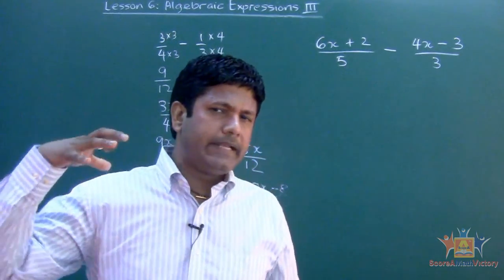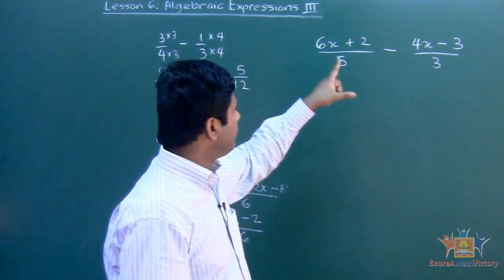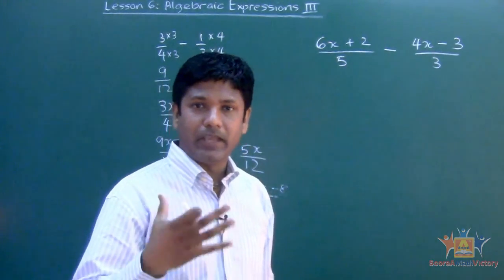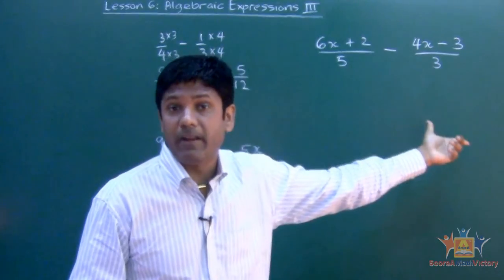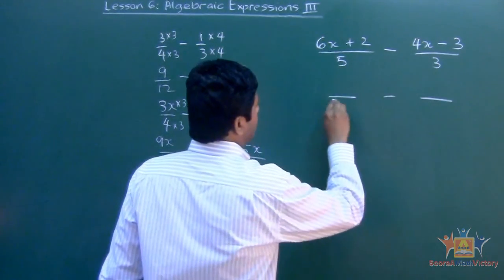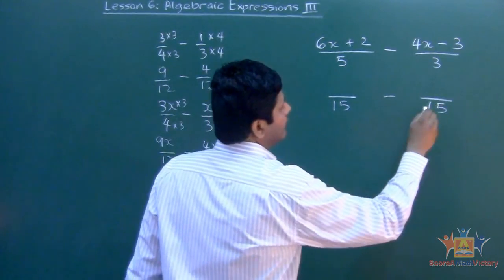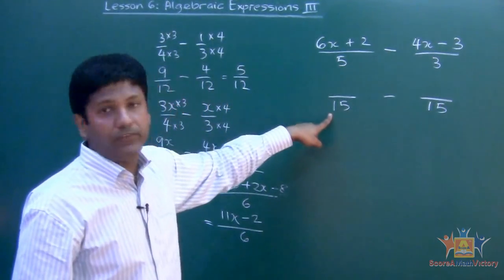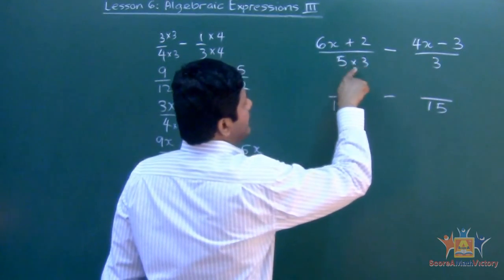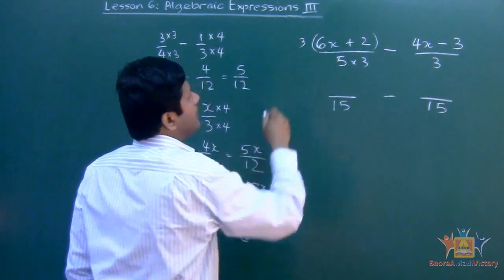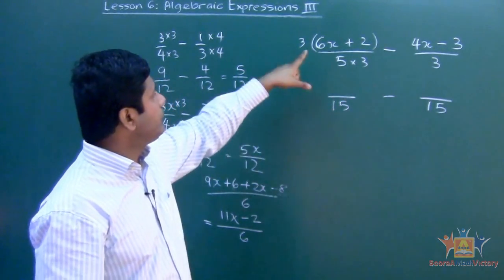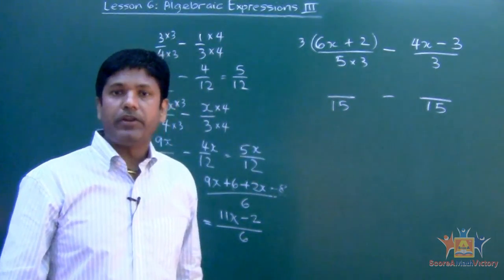What would be the least common multiple that 5 and 3 can both divide into? 15. Okay, 15 can be divided by 5, and 15 can be divided by 3. So you put 2 lines and then a minus there. We put 15 here and 15 there. How do I go from 5 to 15? By multiplying it by 3. If I multiply the denominator by 3, the numerator I also multiply by 3. Very important, the fairness. If you multiply the denominator by 3, you have to multiply the numerator also by 3.